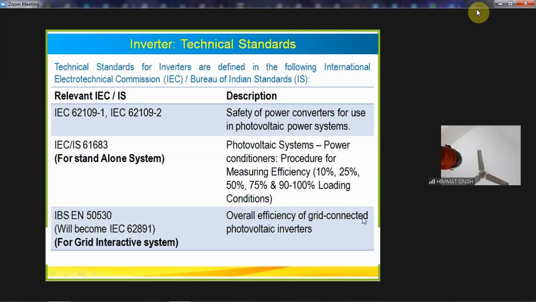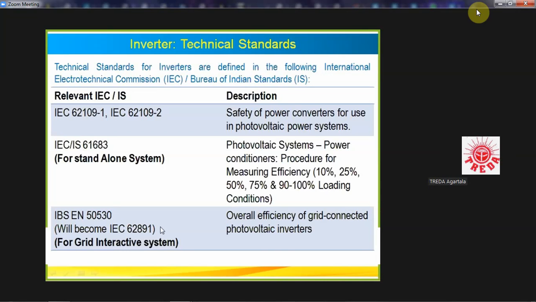These are the general standards. Commission Bureau of India Standards are the several things. So this is the relevant EAC, IAC, and so many IGS, and this is a code number. So many things are.